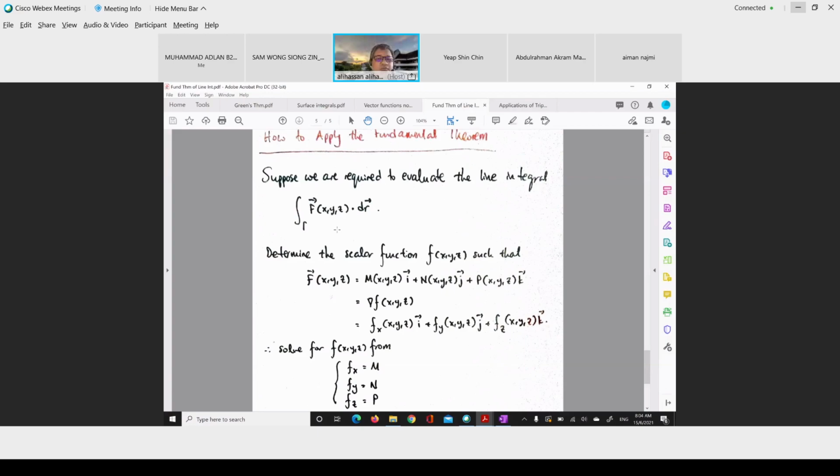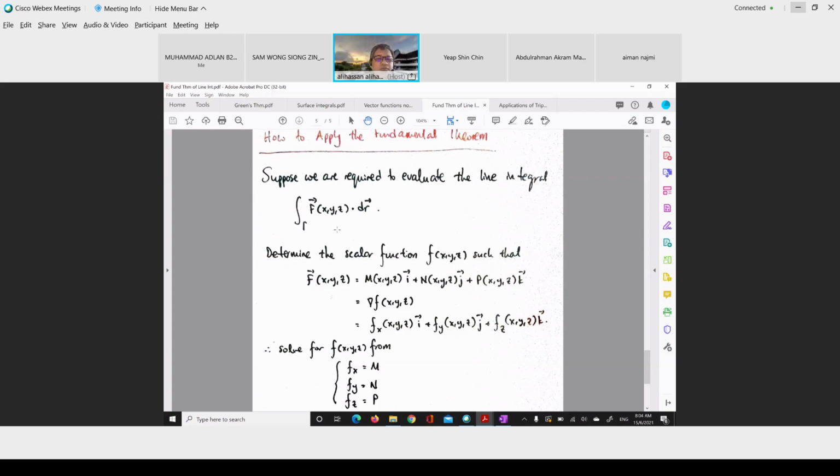Now, how do we check whether a field is conservative or not? We have a test that I have shown you before. How do we show whether F is conservative? F is conservative means it must satisfy this set of three equations.